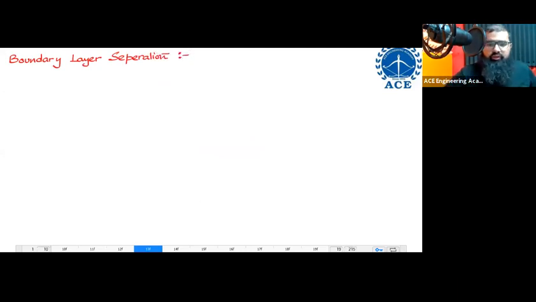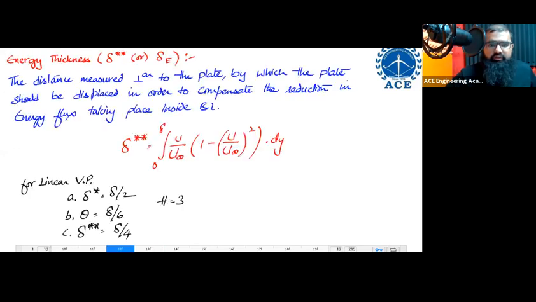This is known as boundary layer separation. One second. Those who want the previous slide can take down very quickly.